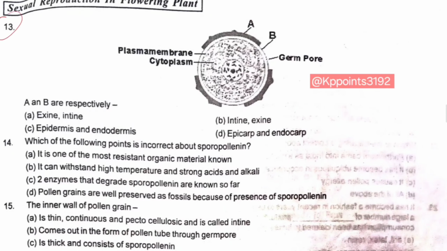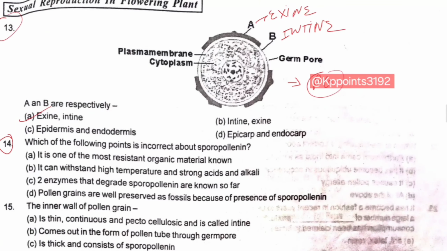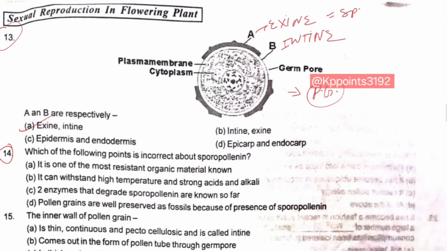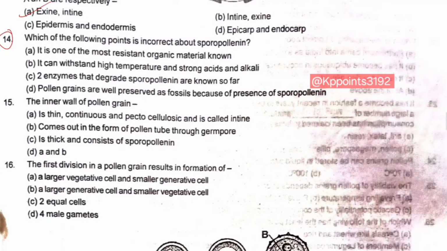Question number 13. A and B are respectively diagrams of a pollen grain. The outermost layer is exine and then intine. Clear? So answer is A. The exine is made up of sporopollenin, the hardest material, and the intine is made up of pectocellulose. Intine is soft, and sporopollenin is a very hard, non-degradable substance.